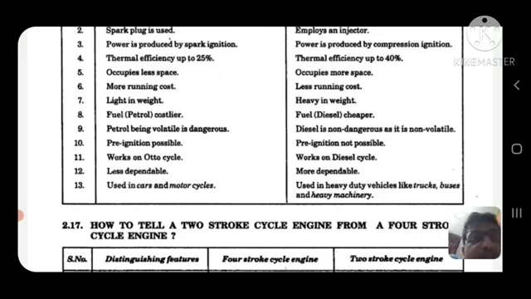Pre-ignition possible, pre-ignition not possible. Works on Otto cycle, works on diesel cycle. Less dependable, more dependable.